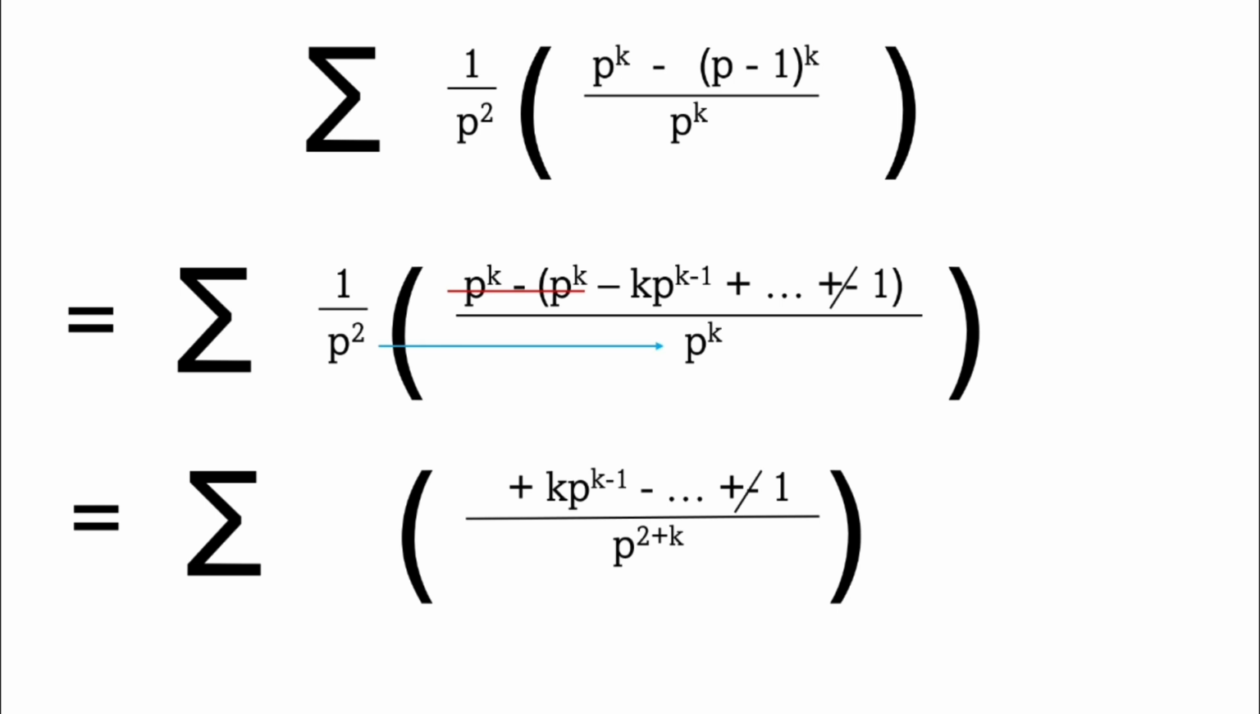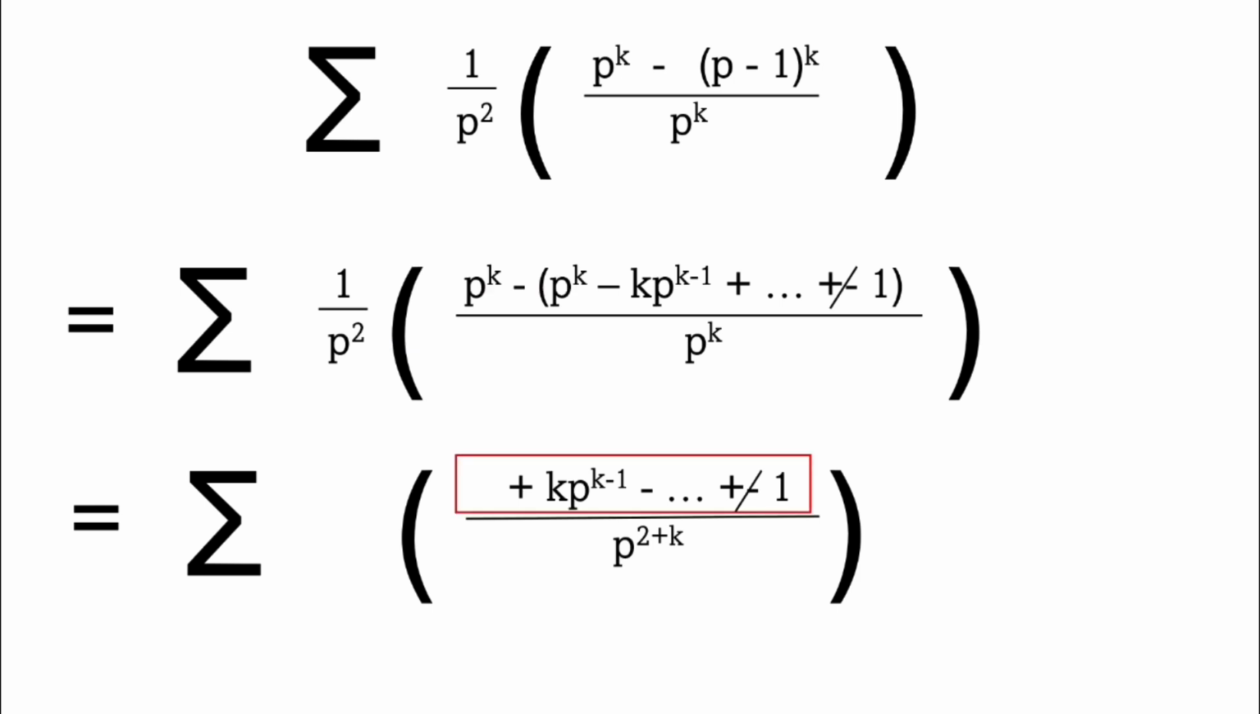Finally, the p to the k's cancel on the top there. And we can combine the denominator too. We can get p to the 2 plus k. And so now we have a fraction. Now we have a rational number very clearly. And don't forget, we're looking at actually a sum. But each of the things being summed can be thought of in this form.